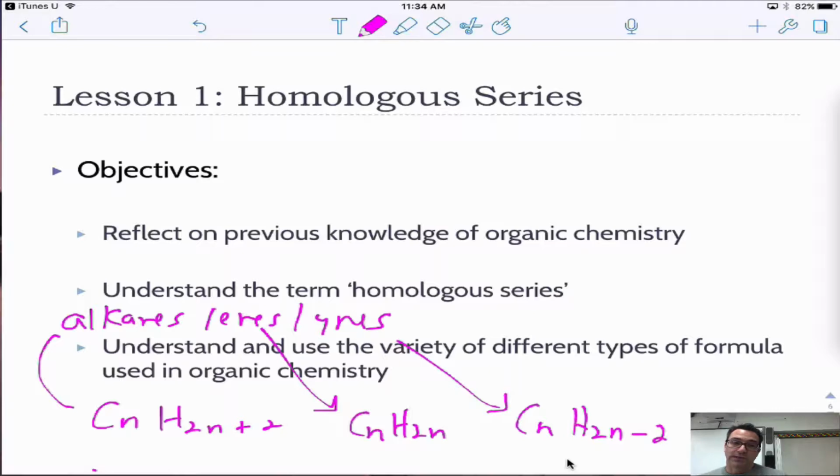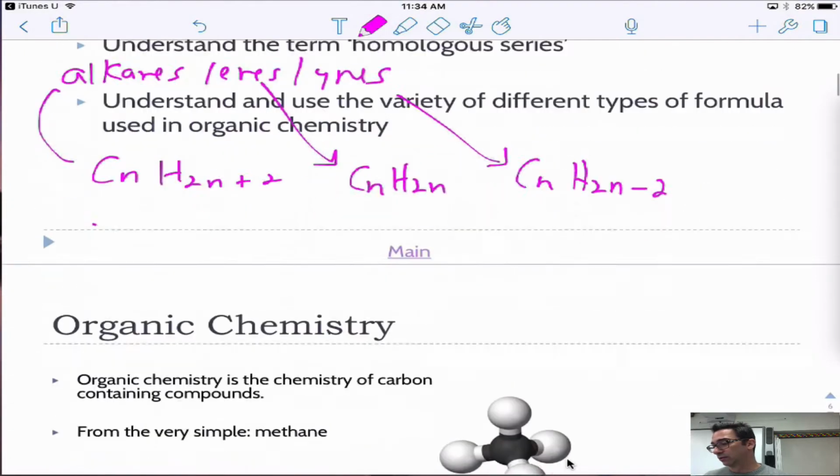Now, they also extend homologous series to talk about things that contain functional groups. So now the alcohols are homologous series. The halides are homologous series. The organic acids, the amines, all of those are homologous series. So we'll get into that in a little bit more detail.